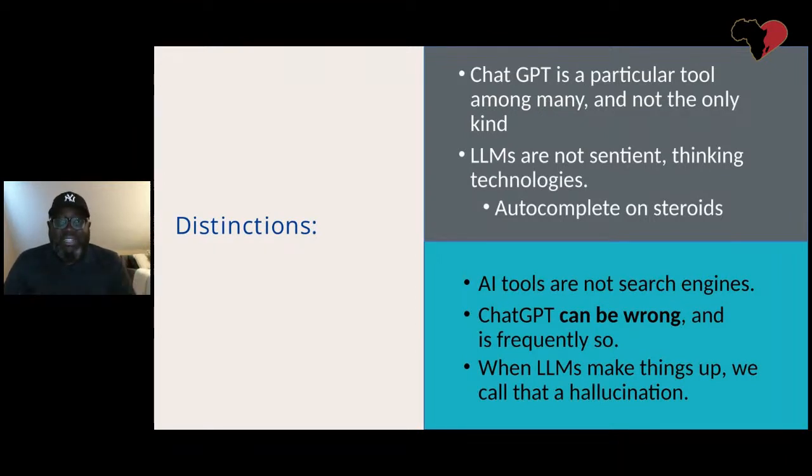So it is one tool. ChatGPT is a single tool. It's not sentient, right? It doesn't think. It is really just autocomplete on steroids. But even so, you can use it to do lots and lots of different things.